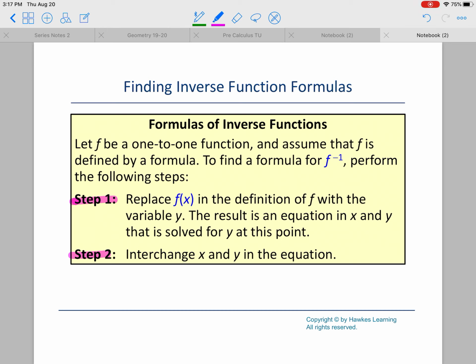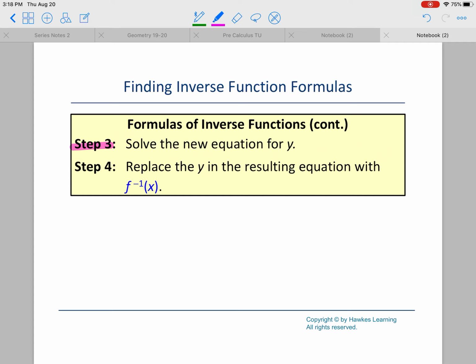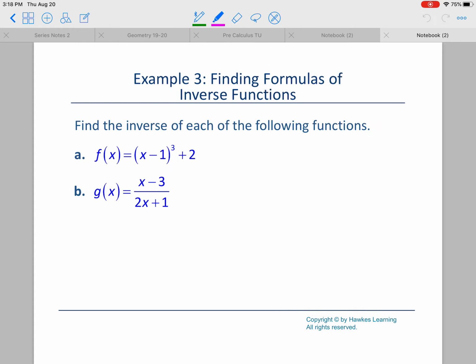That's because if I have a relation, so a set of ordered pairs x comma y, to find the inverse, I switch the x and the y value to get the new ordered pair. So we're going to do that inside of the equation. Step 3 then, I'm going to take that new equation when I switch the x's and the y's, and I'm going to solve that equation for y. And then at the very end, I'm going to take the y out, and I'm going to replace it with my inverse notation, f negative 1 of x.